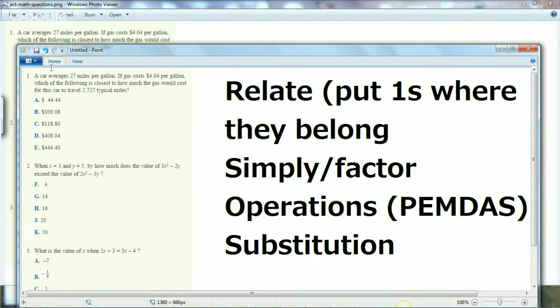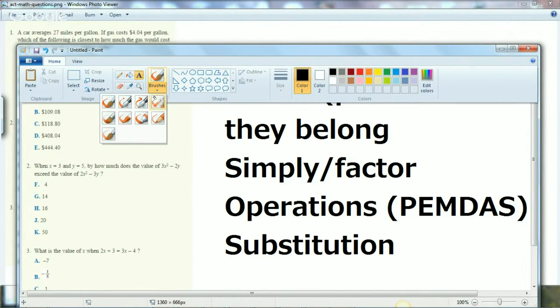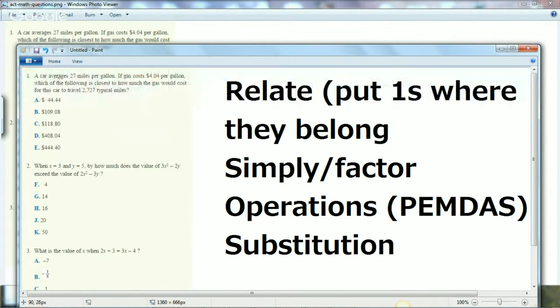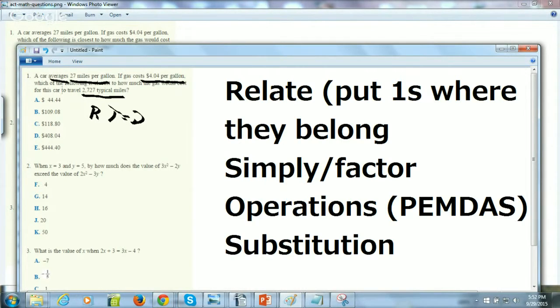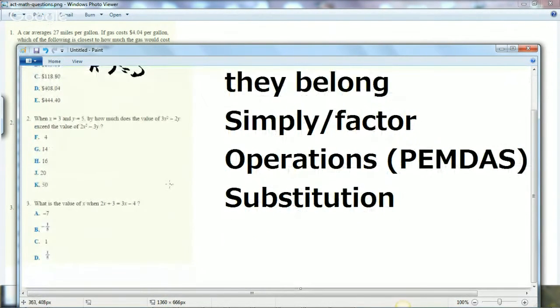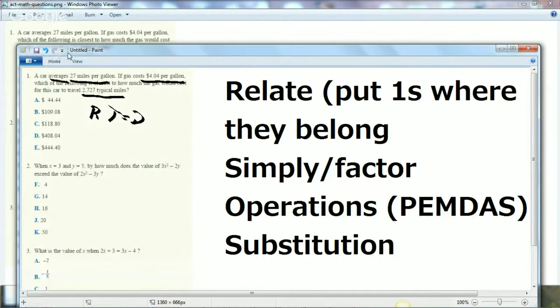So here we say something like, averages 27 miles per gallon, gas 4 per gallon, which of the following, how much gas would cost for this? So then you get the amount of miles. So that'd be rate times time equals distance. Get your formula, label, substitute, and you would be done. So of course the easiest ones come at the beginning, but they get more difficult. So you want to know your basic equations for the ACT.